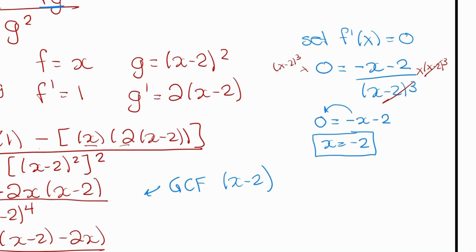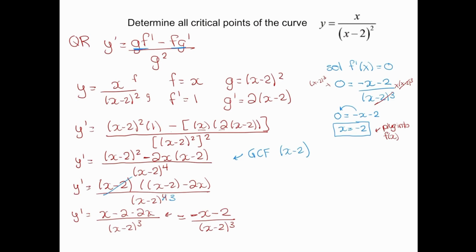Okay, so now we know that this is a critical point. We're going to plug this point into our original function, so plug into f of x to determine the coordinate for this. And when we plug -2 into y equals x over x minus 2 squared, we end up getting a critical point of -2 and -1/8. And that's going to be our critical point for this particular function.